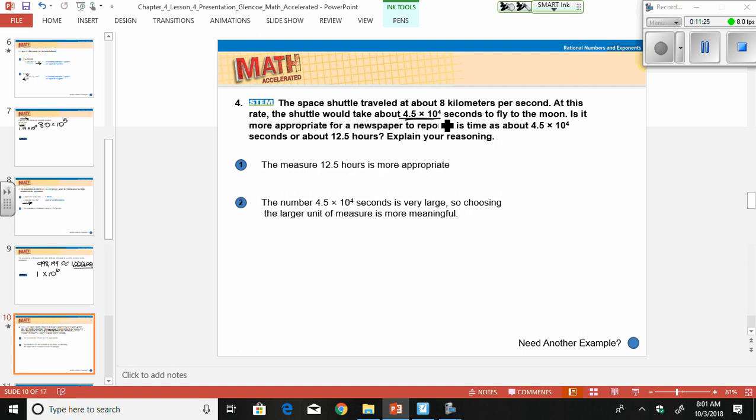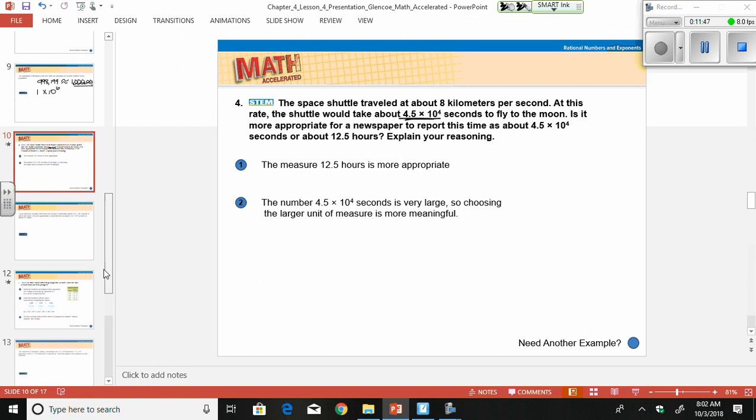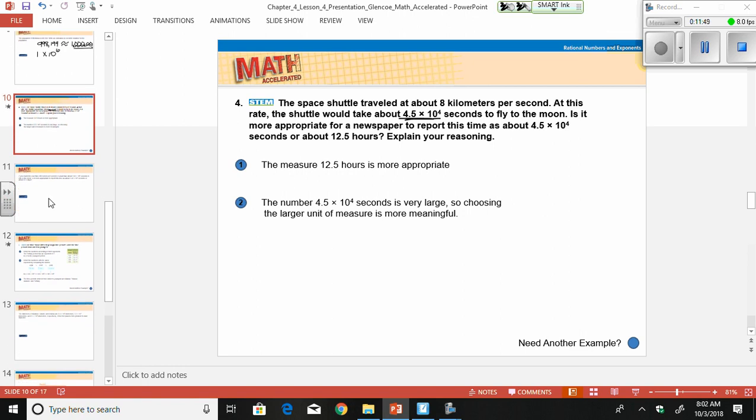So the number 4.5 times 10 to the 4th seconds is very large. So choosing the larger unit of measure is more meaningful to those people, especially outside of the scientific community. Inside the scientific community, they would automatically change it over and know that this is a lot of time. But to your non-scientific person, they would think of it as being a very short amount of time because the units are misleading here, saying that it's in seconds.